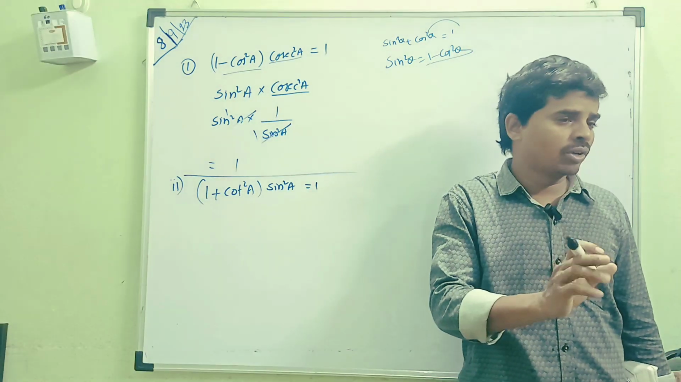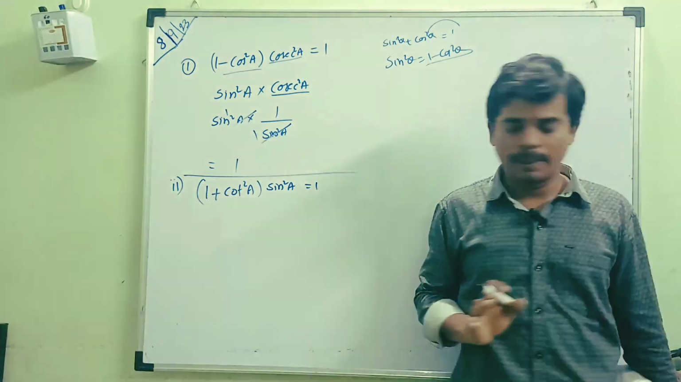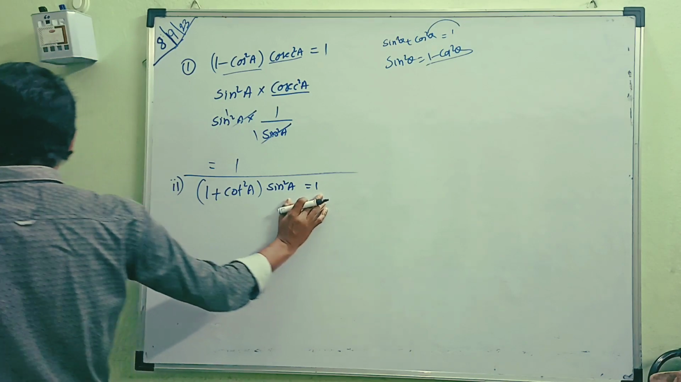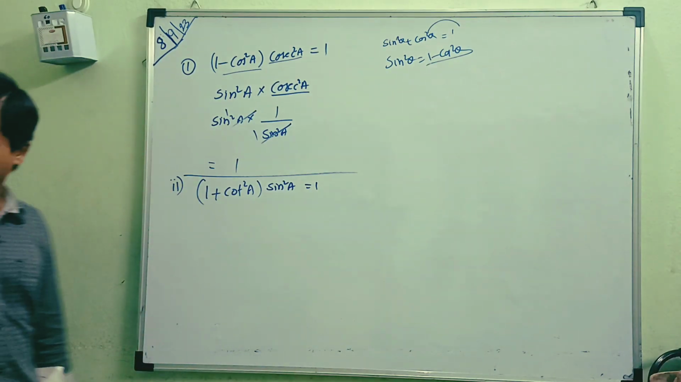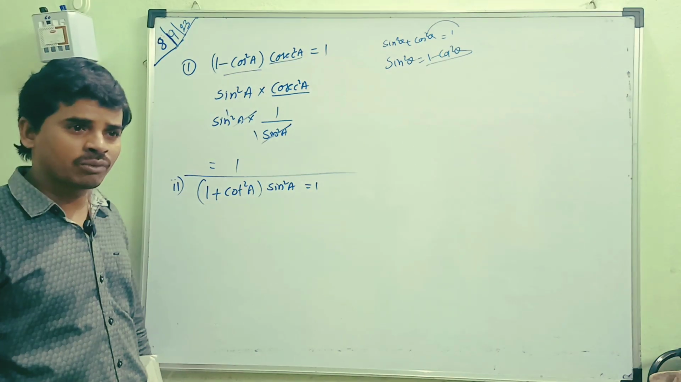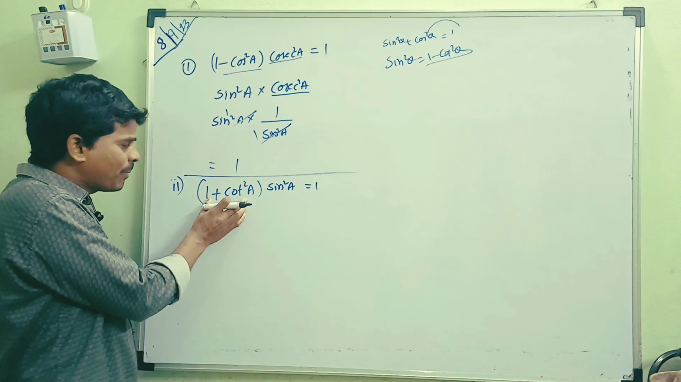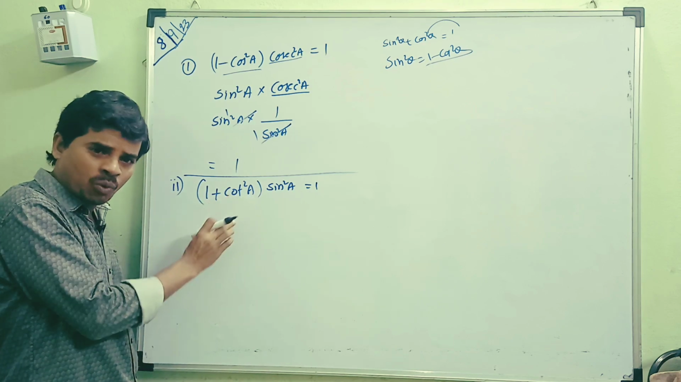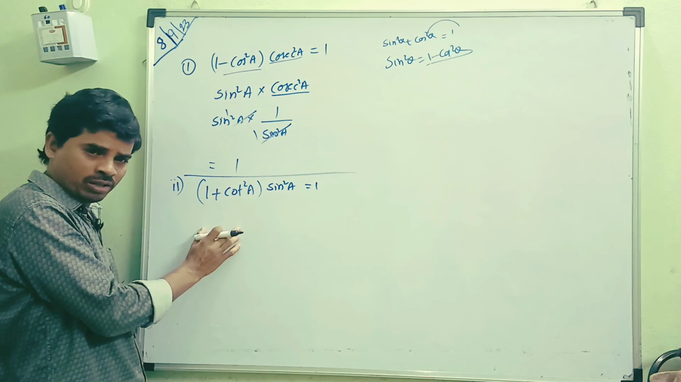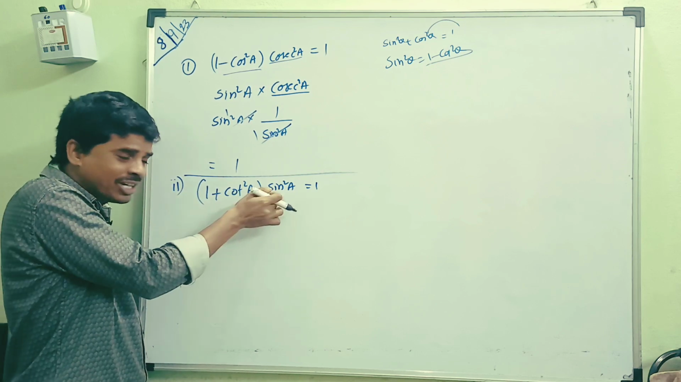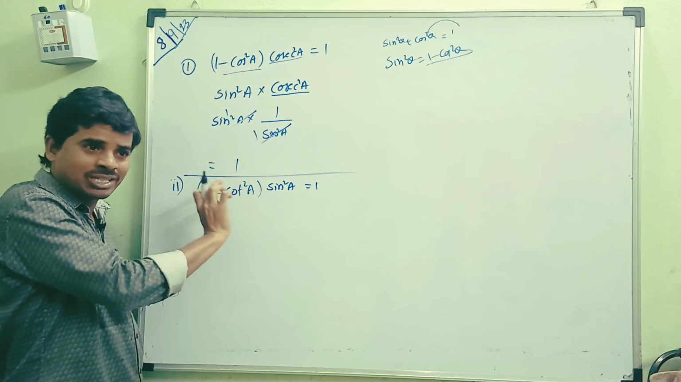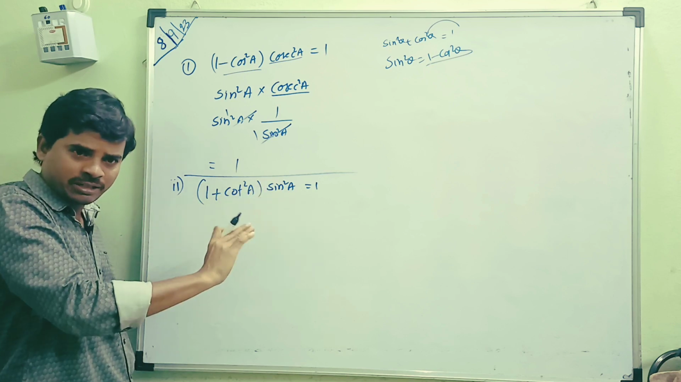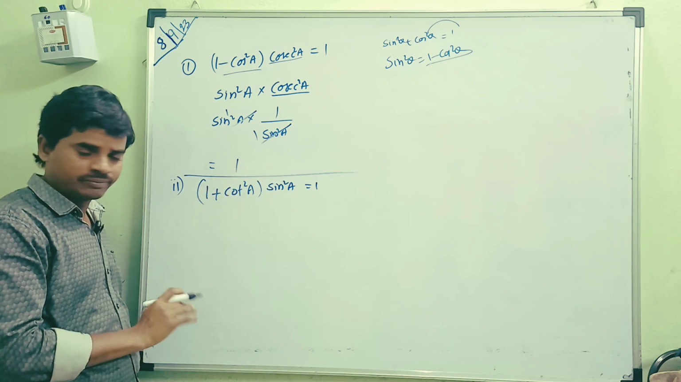So what is important, which is required exactly? We need to get only 1, right? So where is the chance to get 1? See, 1 plus cot square we can write as cosecant square. If we change only this one, cosecant square, again cosecant into sin square, both are reciprocal, right? So they will get cancelled easily.